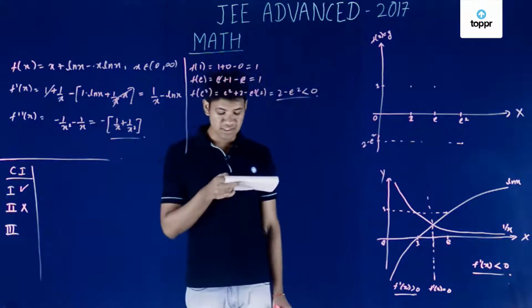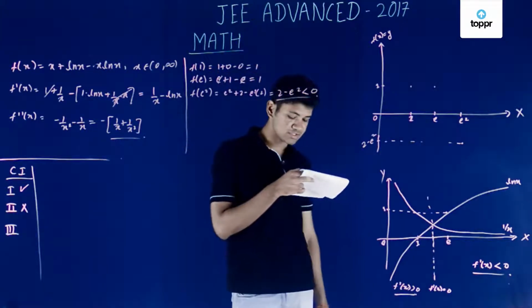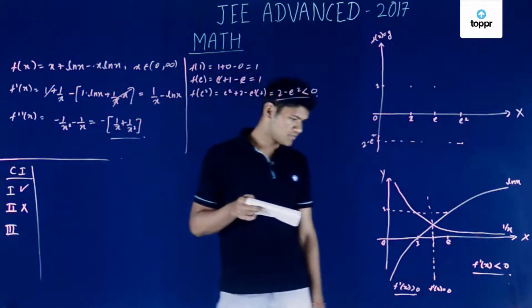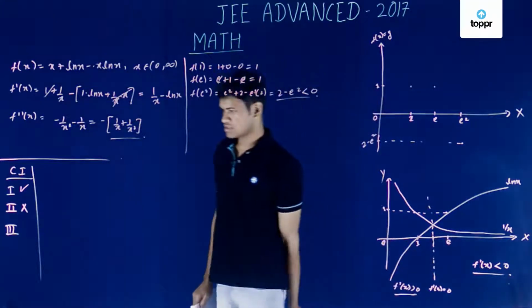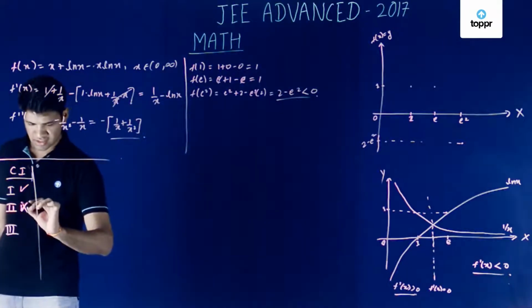So for column 1, second option, it says that f dash x is equal to 0 for some x in 1 to e. So we can clearly see that f dash x is equal to 0 for x in 1 to e. So second option is correct.